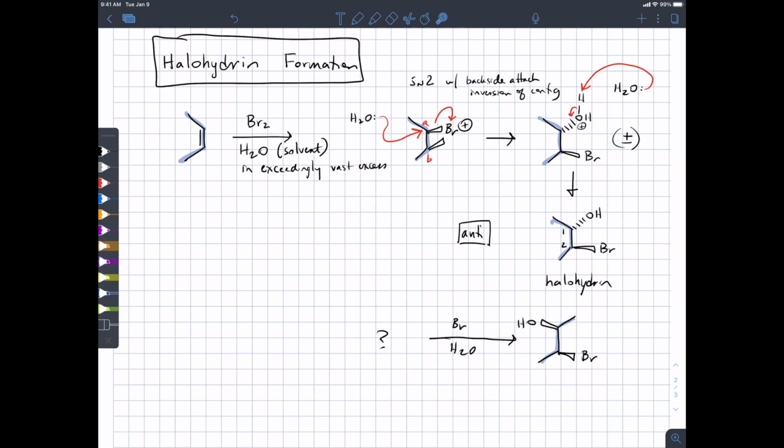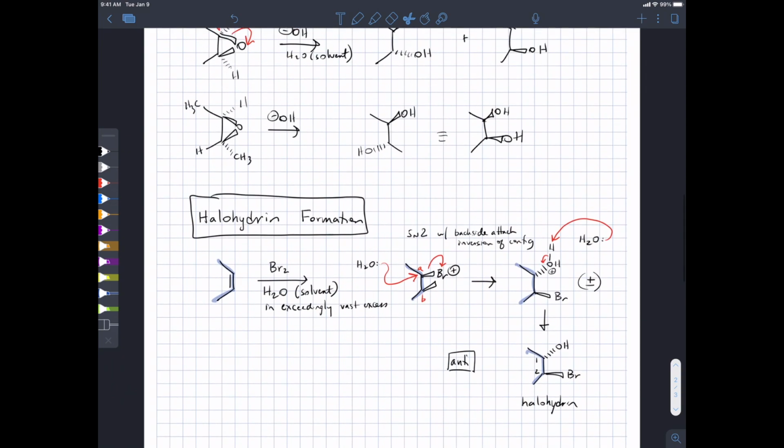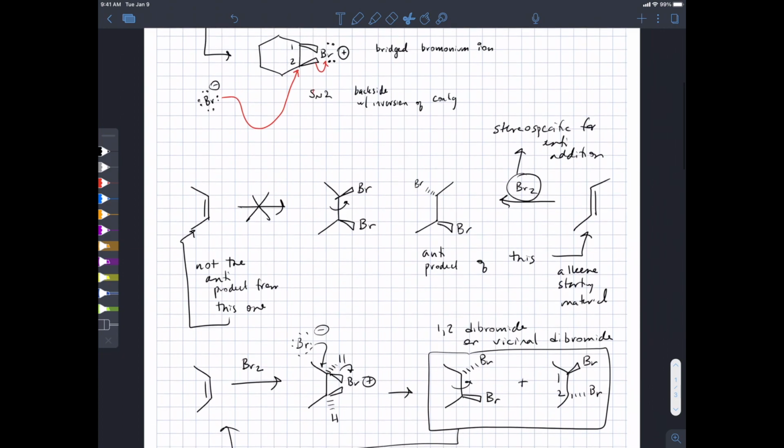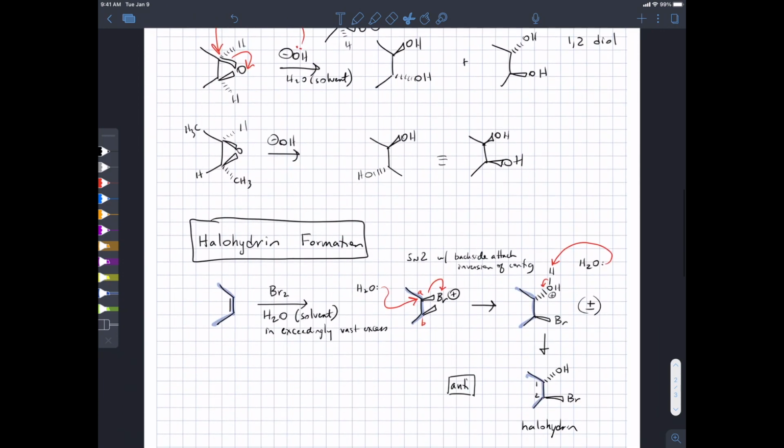Sure. So you might have already answered this, I missed it, but how do you know if the negative Br ion will attack backside, or if the H2O will? So the question is, how do you know whether Br minus will do the attacking, as we did for halogenation up here, versus down below where water does the attacking?